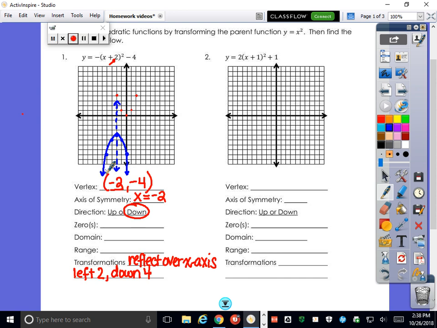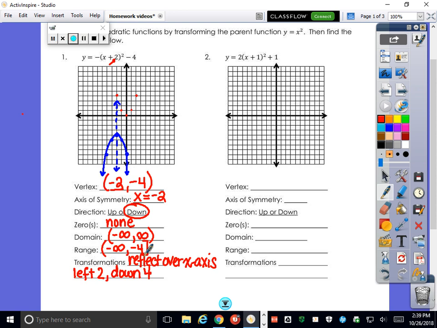Definitely opens down. My vertex is at -2, -4, like I wrote that down. Now the zeros, we actually don't have any zeros. There are none, because zeros are x-intercepts, and this will never cross the x-axis because it's opening down. The domain of all quadratics is -infinity to infinity. Begins on the left at -infinity, ends on the right at infinity. And then my range for this problem, the lowest number is -infinity. It's coming up from -infinity, and it goes all the way up to -4, and it stops there, and it should be a bracket because you are including -4.